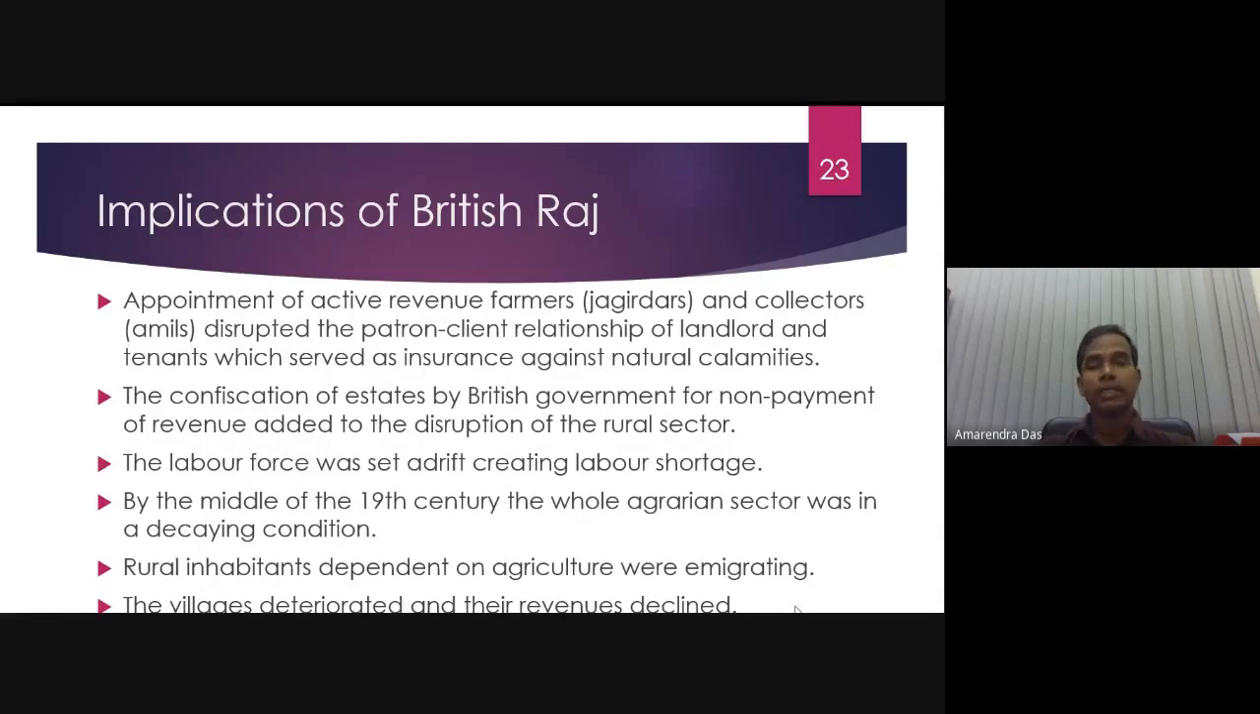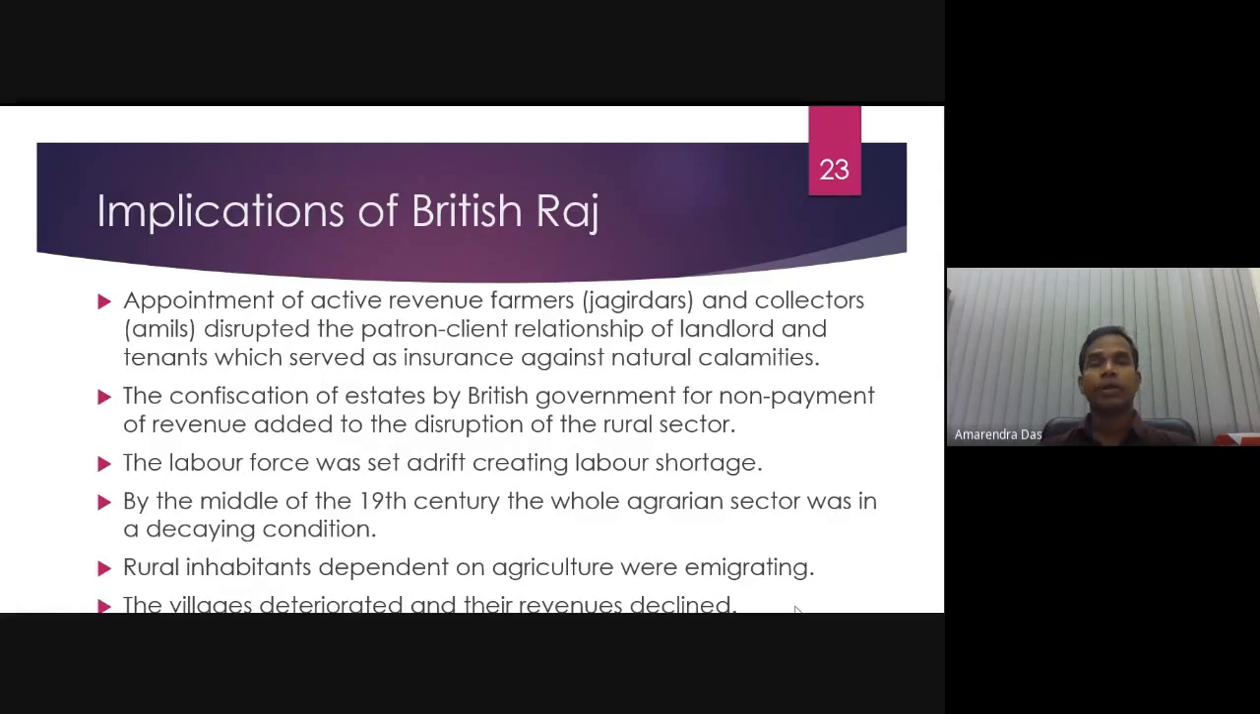And then we also see that the appointment of active revenue farmers, or the jagirdars and collectors, disturbed the client and patron relationship of the landlord and the tenant. That used to actually serve as insurance against natural calamities. So since now there is an intermediary between the British and the farmers, they could not actually do the bargaining. If there is a natural calamity, you will not be in a position to pay the revenue.